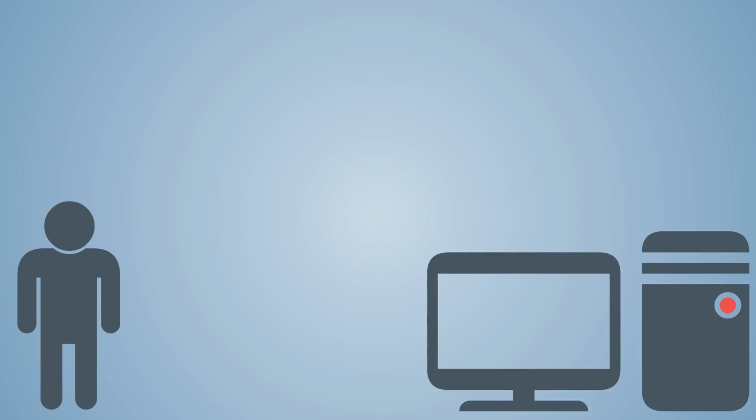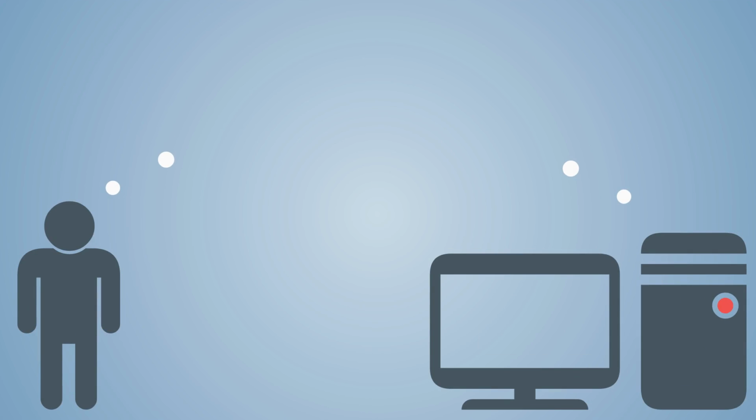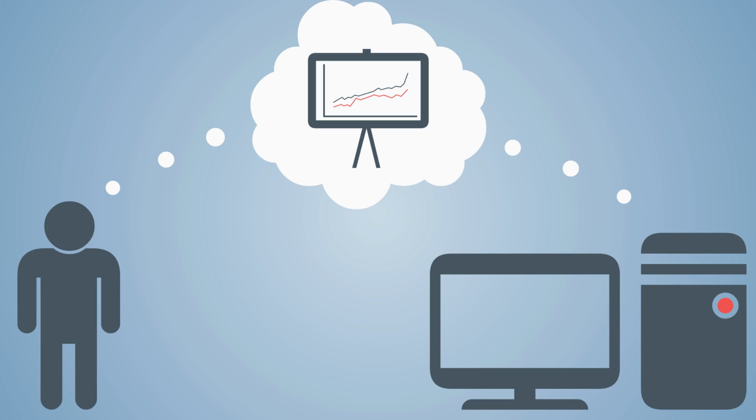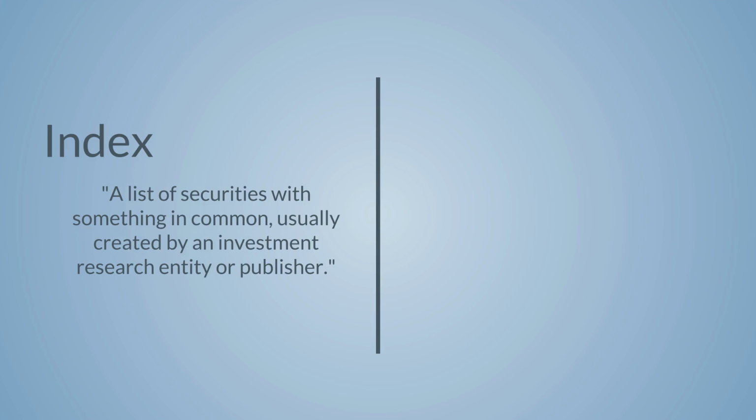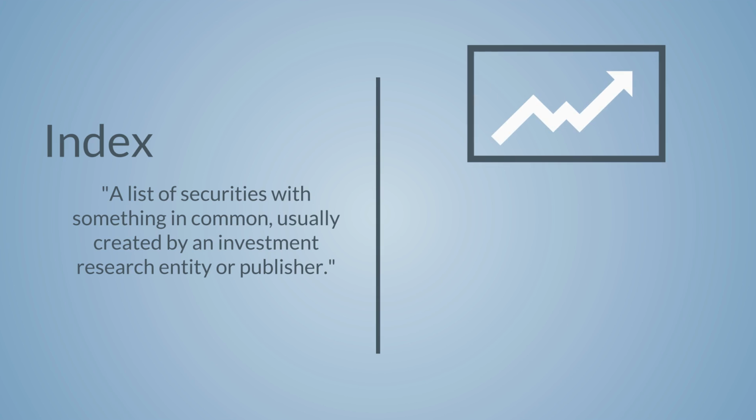An actively managed portfolio can be run by a person or an algorithm with the goal of beating a benchmark. Usually the benchmark is an index. You can see where this is going. An index is a list of securities with something in common, usually created by an investment research entity or publisher. For example, the S&P 500 index is published by Standard & Poor's.